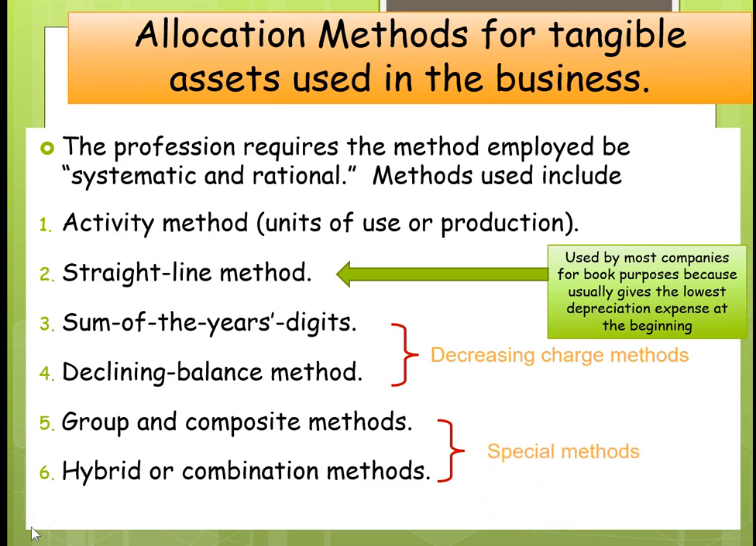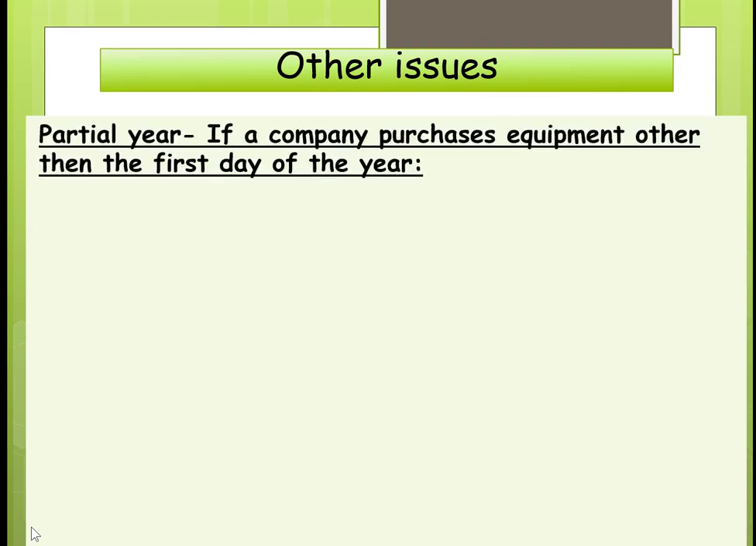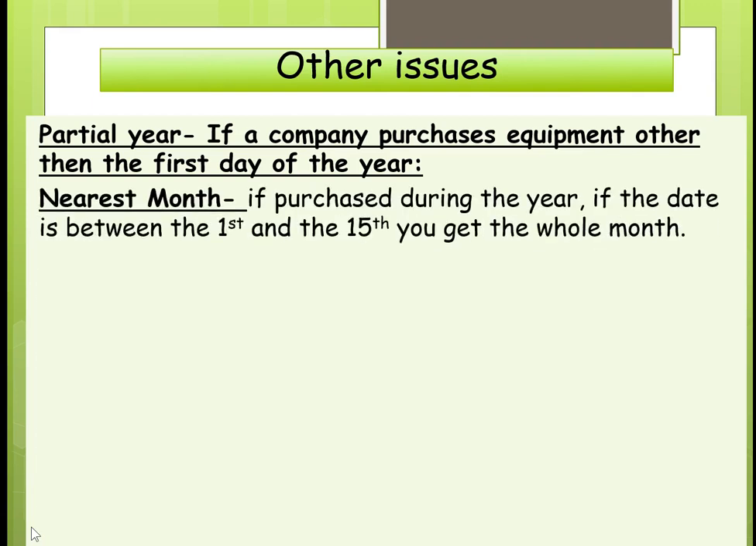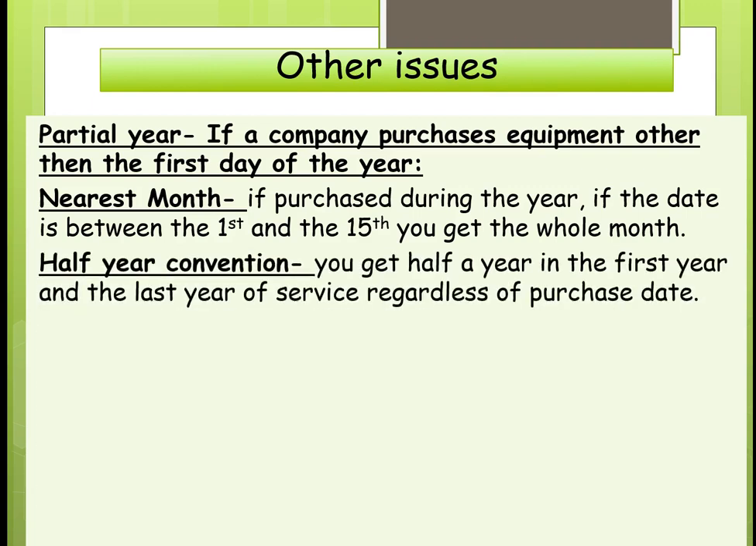Now, other issues. Partial year. If a company purchases equipment other than the first day of the year, you have the option of using the nearest month. Now, the way it works, if the date is between the 1st and the 15th, you get the whole month. So if you buy it on August 2nd, you would be able to depreciate the whole month of August. If you get it on August 16th, you do not get to depreciate that month. This is the method we use for our homework problems and in this presentation.